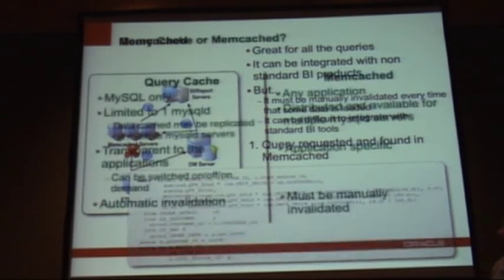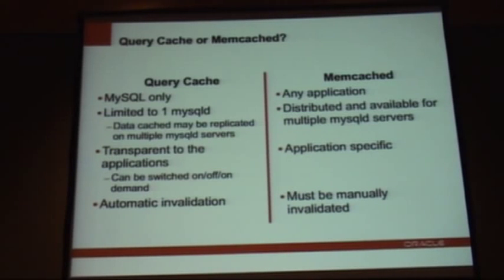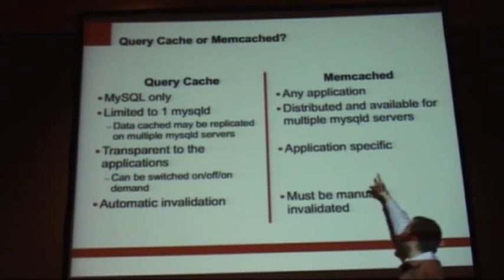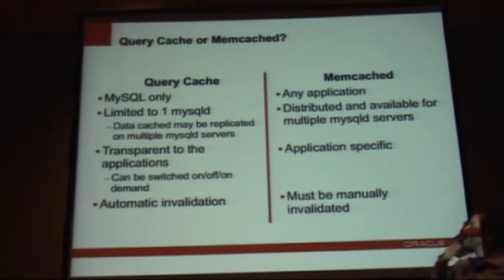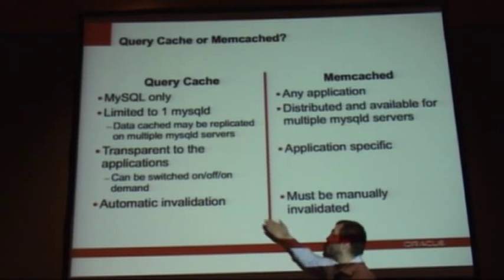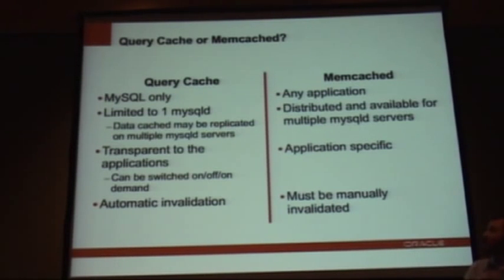So just to give you a quick comparison between query cache and memcached: with the query cache, of course, the cache is MySQL only. It resides within the server. The memcached can be accessed by any application. Again, the query cache is only available for one MySQL daemon, and if you need, you may have replicated data on multiple MySQL servers because we have executed the same queries, and it's transparent to the applications, and the invalidation is automatic. Now, this is the main problem because memcached doesn't have automatic invalidation; it must be invalidated manually, and it's application specific. We need to call the query cache and retrieve the data.